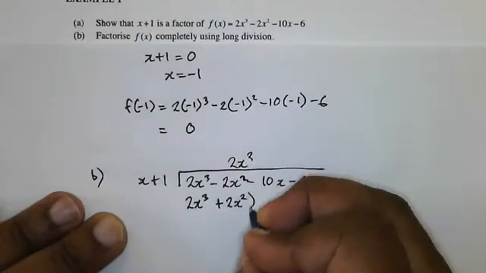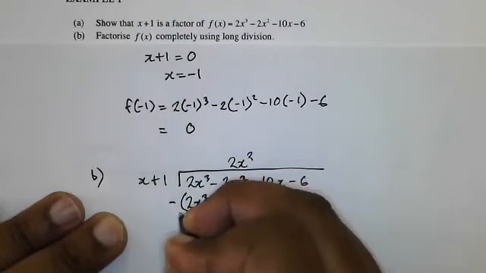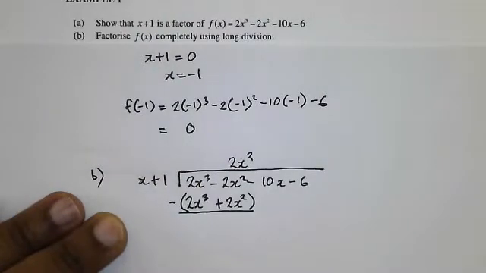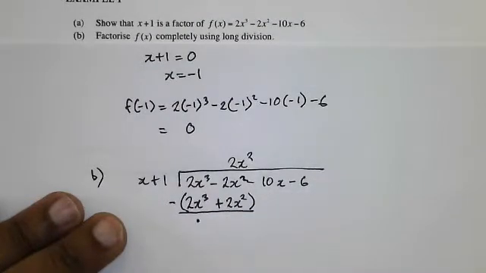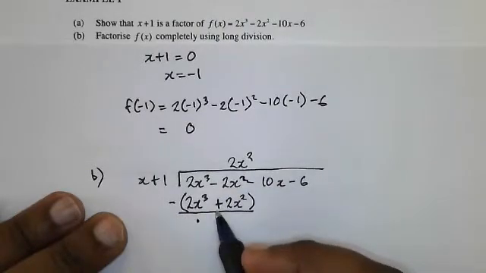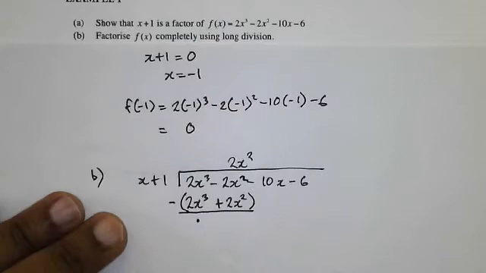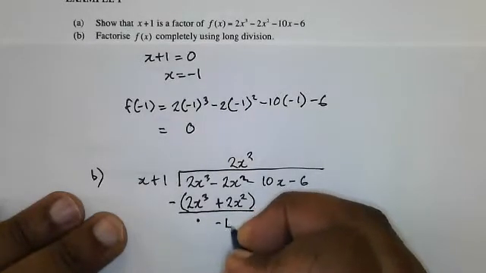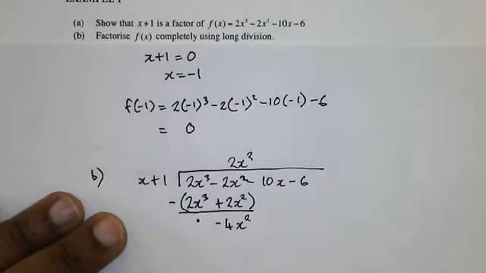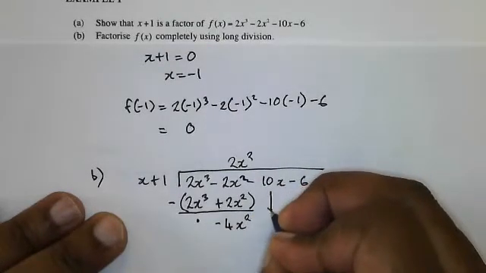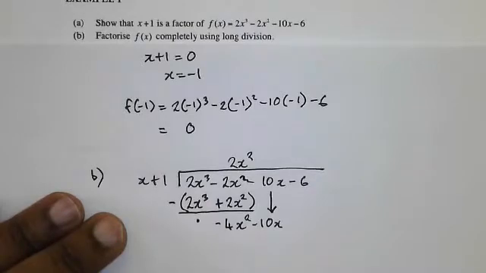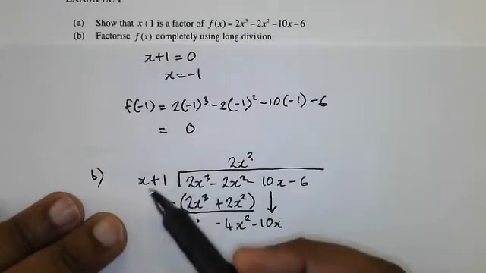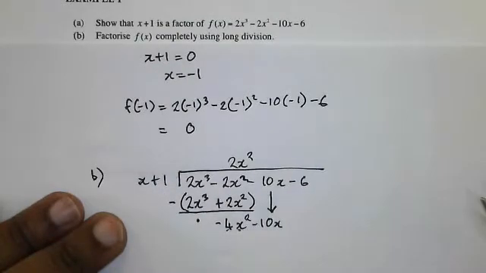Now, what we're going to do is take this whole expression and subtract it from there. 2x to the power of 3 minus 2x to the power of 3 is just 0. Negative 2x squared minus 2x squared, because if you minus a positive, you end up subtracting it. So negative 2 minus 2 is negative 4x squared. Now, we have to bring this 10x down. So when we bring this 10x down, what is x into negative 4x squared? We found it to be negative 4x.